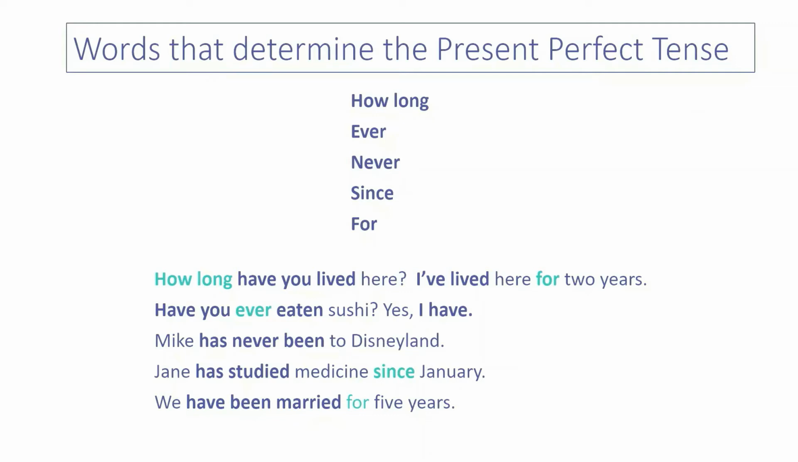Have you ever eaten sushi? Yes, I have. Mike has never been to Disneyland. Jane has studied medicine since January. We have been married for 5 years. So those words determine that you must use the present perfect. So you don't say, I am married for 5 years. I have been married for 5 years.